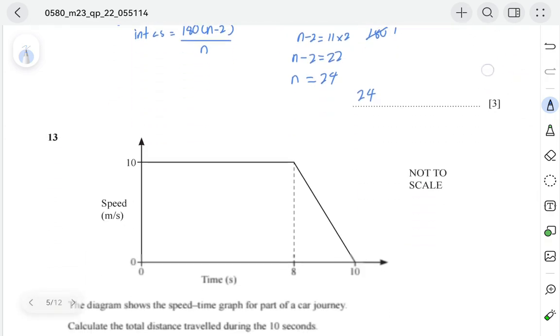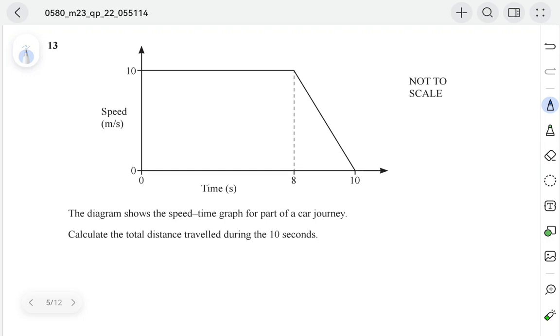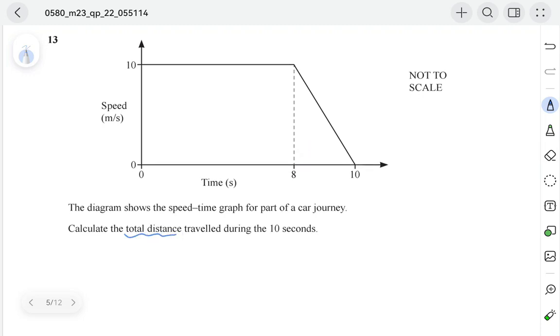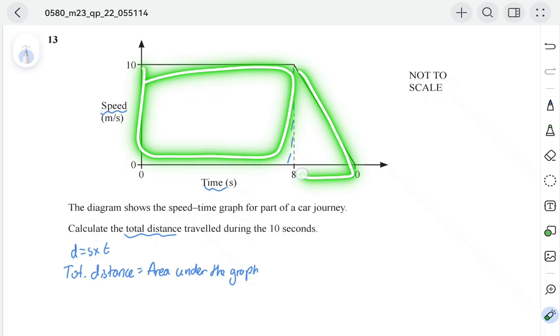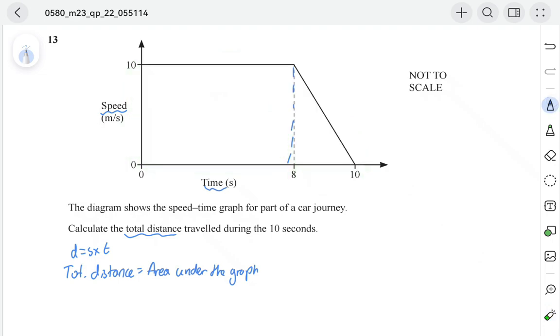Okay, so moving on to question 13, we have a speed time graph and it asks us to find the total distance traveled. Well, distance is equal to speed times time. And looking at the speed and time graph, total distance is actually equal to the area under the graph. So it's made up of one rectangle here and one triangle here. So let's find the area of those two shapes.